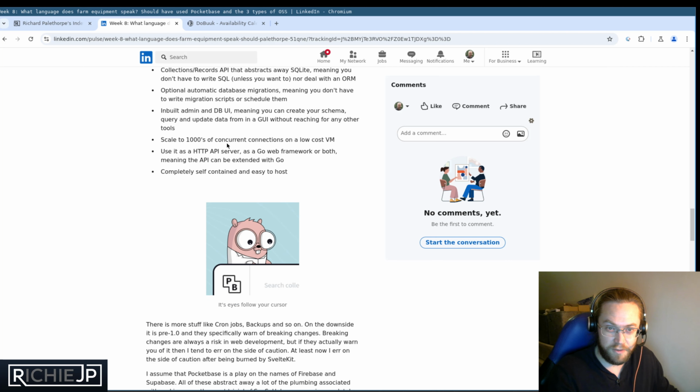And then scale to thousands of concurrent connections on a low-cost VM. It is really fast. I think they say on the website something like, you can have 10,000 concurrent connections on the cheapest VM you can buy. It's really fast, and it's written in Go, which is pretty fast. It's not quite as fast as C, but it's good enough.